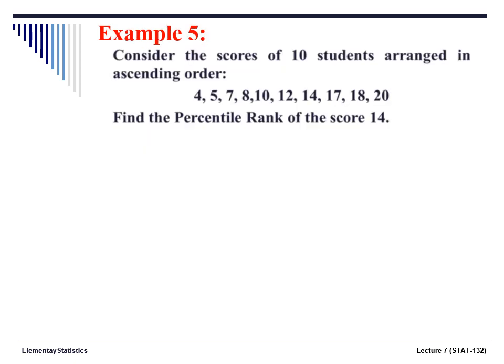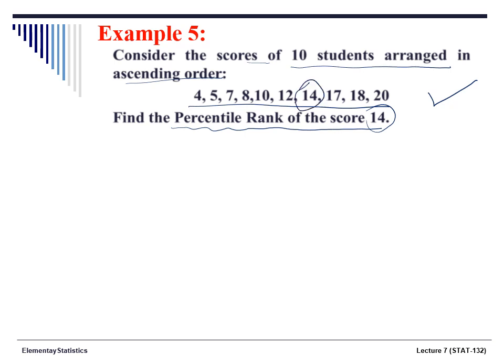Let's look at this example. Consider the scores of 10 students arranged in ascending order. So this is in ascending order, that's good. It says find the percentile rank of score 14. If you remember it, where is 14? It's here. The data is arranged in ascending order.